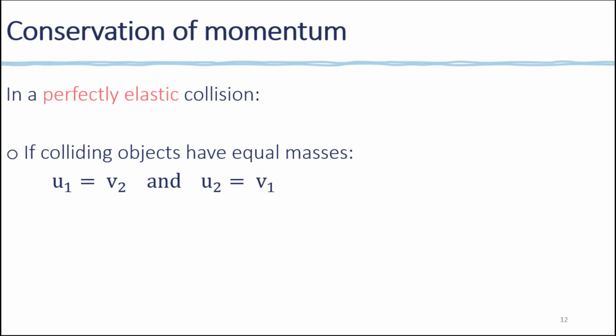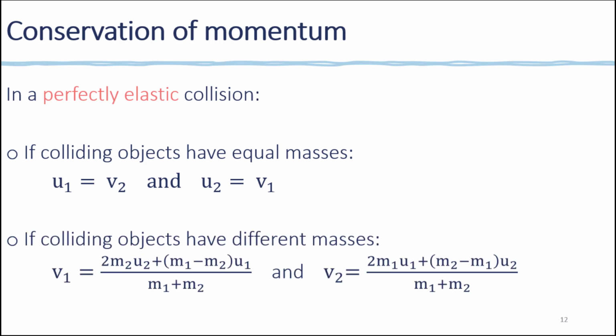Important there. If the colliding objects have different masses, then these are the conservation of momentum equations that you would apply. So, like we just saw, the 2 marbles still have post-collision velocities, so we need 2 equations to be able to find those 2 unknowns.